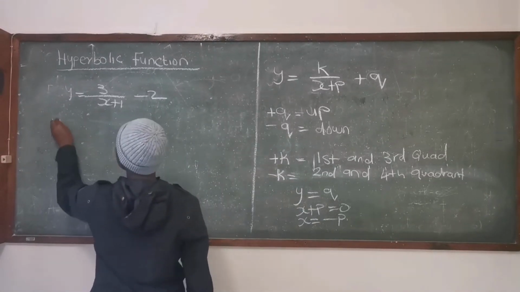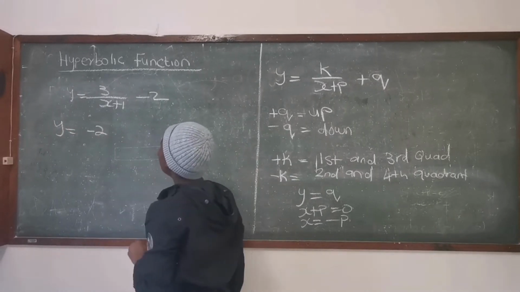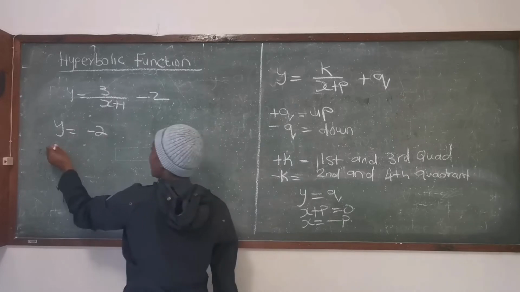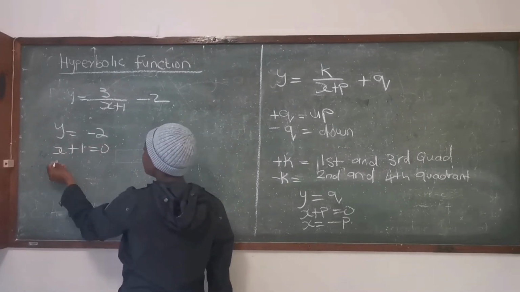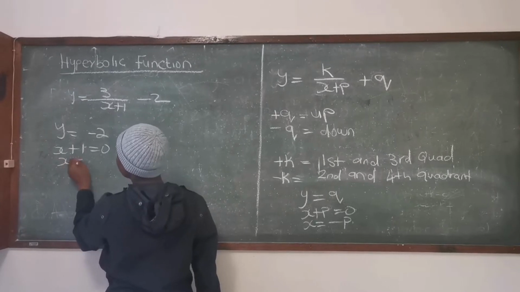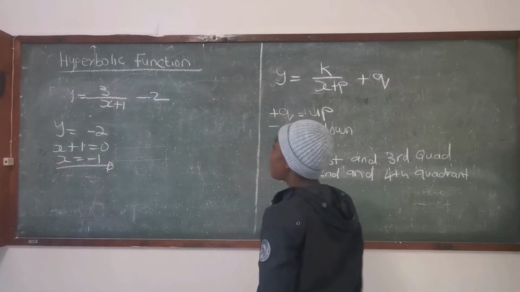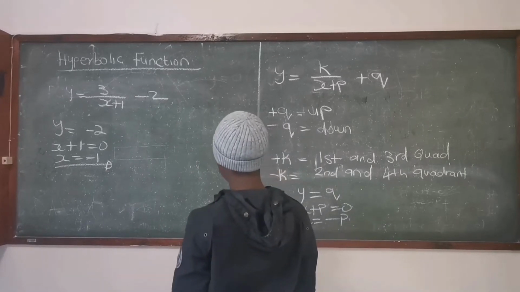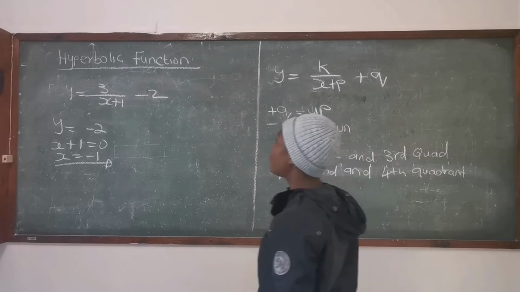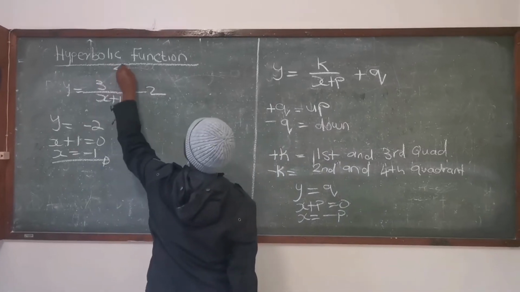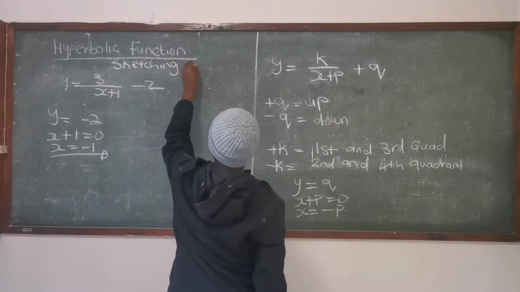So our y asymptote here is represented by negative 2, and then our x asymptote, we're gonna find it like this, and then this is our x asymptote. So let's move to the next step of sketching graphs.